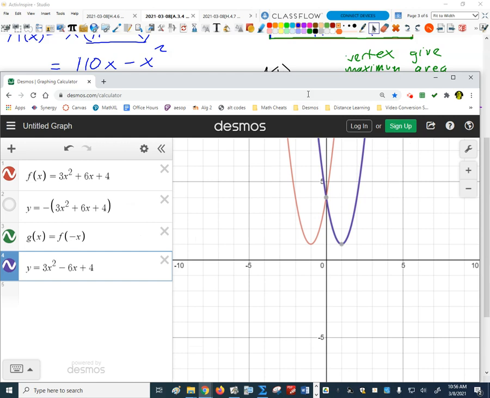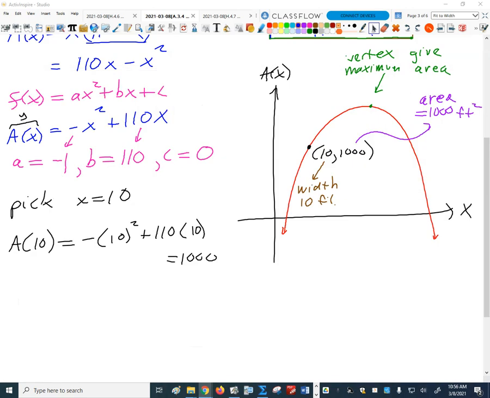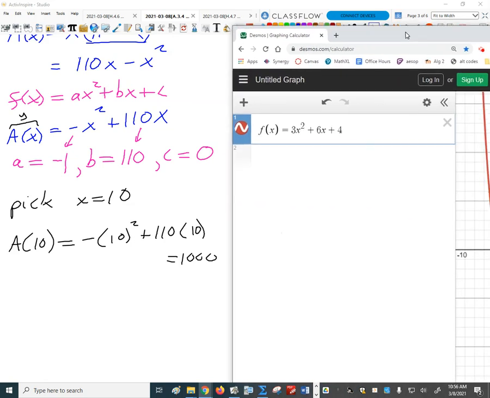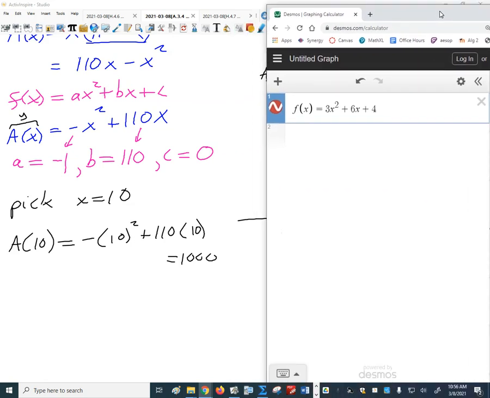If I go into Desmos graphing, let's ignore the graph for a second. We don't even need to see the graph. If I plug in the function, let's call this a of x instead of f of x, because it's an area: a of x equals negative x squared plus 110x, and there is no value for c, it's 0.